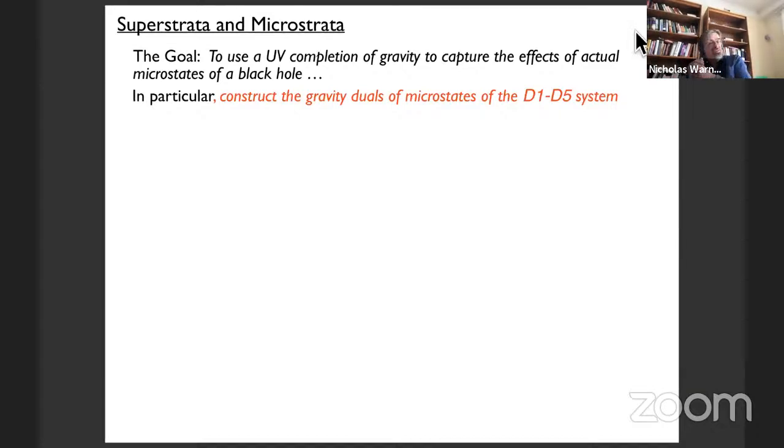In contrast to a lot of the stuff we've been hearing in Euclidean sections of quantum gravity, the whole idea here is to use some UV completion of gravity to actually capture the actual microstates of a black hole. And in particular, very much motivated by the idea that we're trying to construct the gravity duals of the microstates of the D1-D5 system, especially those that were counted by Strominger and Vafa that started this whole new phase of the microstructure of black holes.